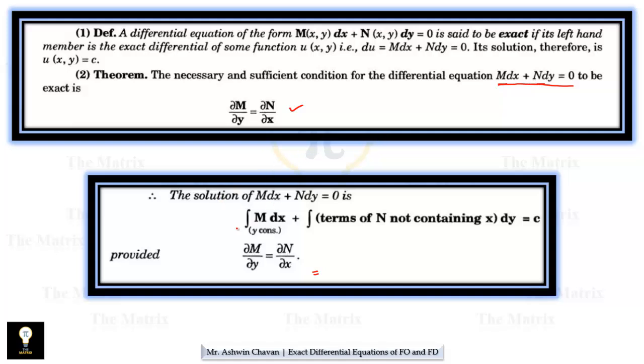Once we get its nature, that is exact, then we solve that differential equation with the help of this formula. It contains the integral of the M part with respect to x, treating all y as constant, plus we have to take all the terms of N which are free from x. So the pure terms of y will be integrated with respect to y, and their addition is equal to c, provided that the given differential equation is exact. So let's see a few examples on exact differential equation and how to solve them.